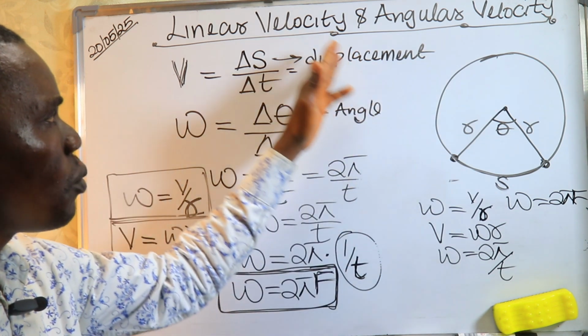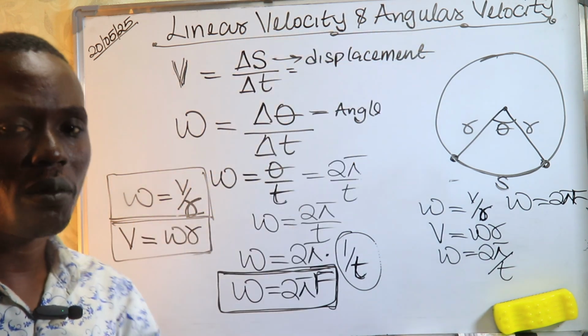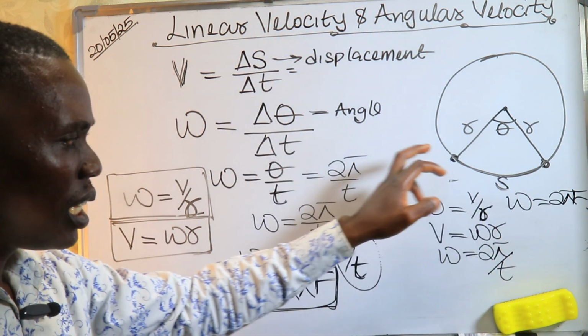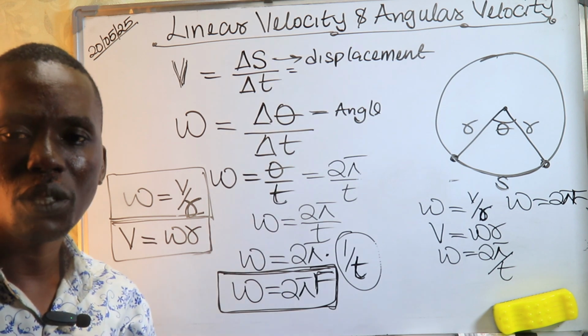Now go and check all your WAEC, GCE, JAMB past questions. Go and see where you will find questions under linear velocity and angular velocity. See whether you will find one where you will not apply any of these 4 formulas.